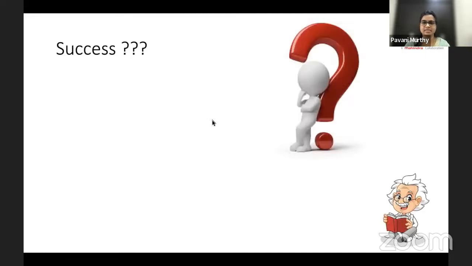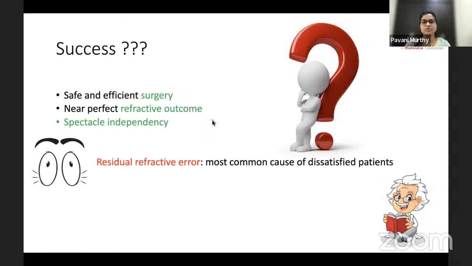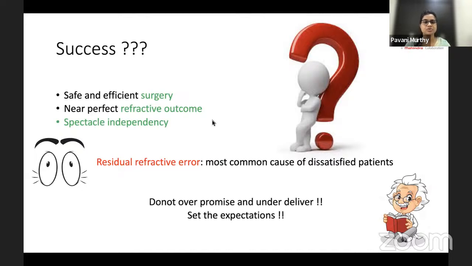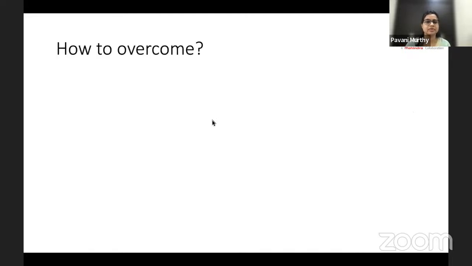So what is characterized as success? It is not just a safe and efficient surgery, but getting a near perfect refractive outcome aimed at giving spectacle independence to the patients. The most common cause of dissatisfied patients is the residual refractive error which is left behind. So kindly remember, do not overpromise and underdeliver, but set the expectations right. It is important to know that a higher power IOL that is only 0.1 millimeter forward in the capsular bag can cause a 1 diopter refractive error. Thus, the importance of meticulous examination and calculations.